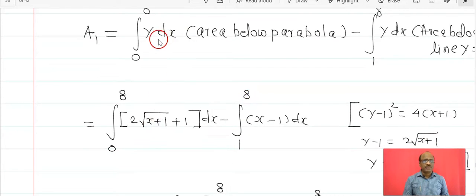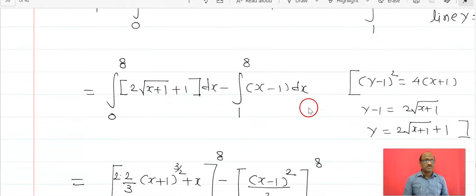And therefore, substitute the value of y for the parabola. How is this? (y minus 1) whole square equals 4 times (x plus 1). Take the square root on both sides, then you will get y minus 1 equals 2 root of (x plus 1). Therefore, y equals 2 root of (x plus 1) plus 1, and this is the value of y. Now, for the line, it's very simple. That is y equals x minus 1, dx.